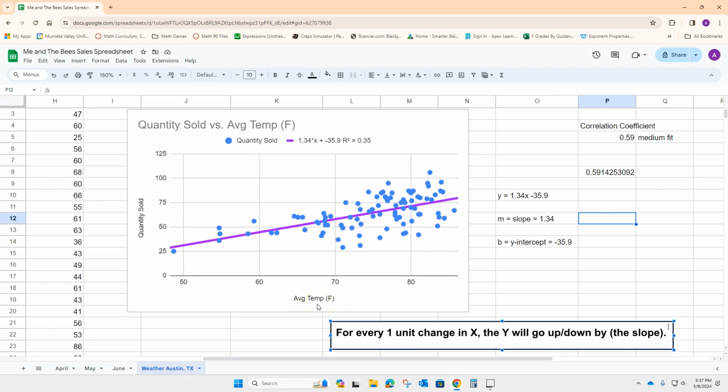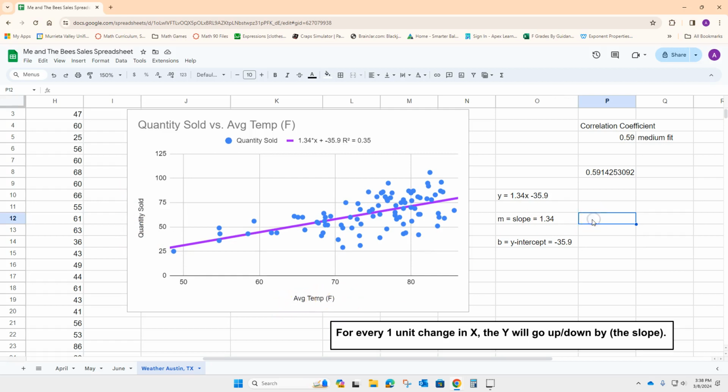In other words, it's for every 1 unit change in x, anytime x goes up by 1, so in this case, anytime we increase the temperature by 1 degree Fahrenheit, the y, which in this case is quantity sold, will go up or down. This is a positive number, so it's going to go up. If the slope was negative, you would say it goes down. You can choose one of those two. How much does it go down by? Well, whatever that number is. So this number is the amount that y changes when the x changes by 1.